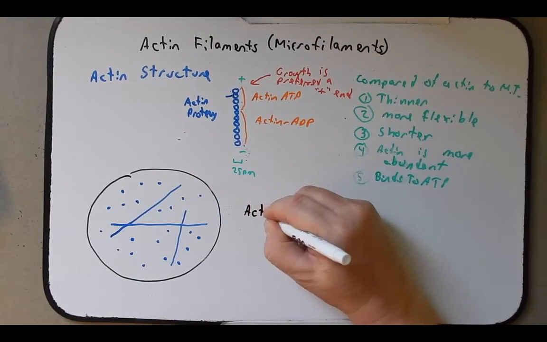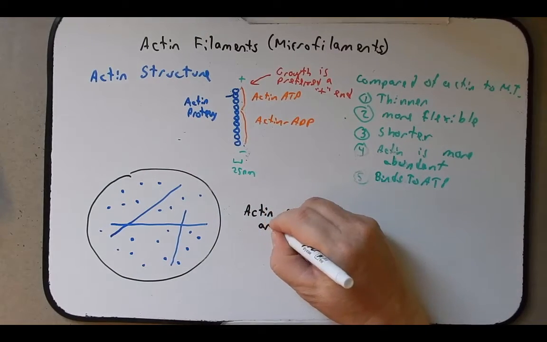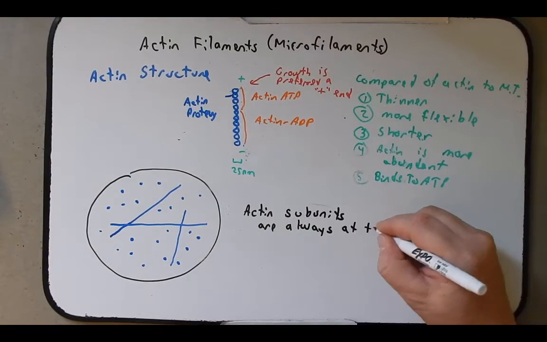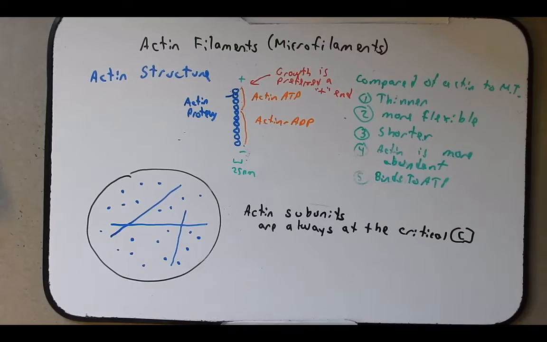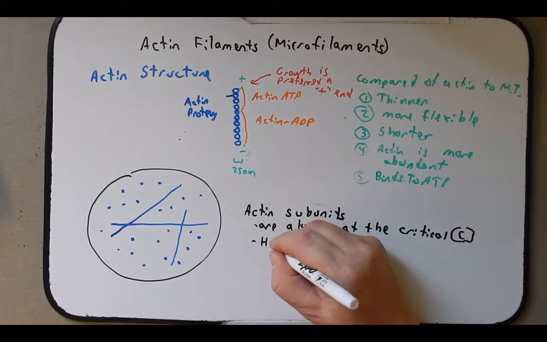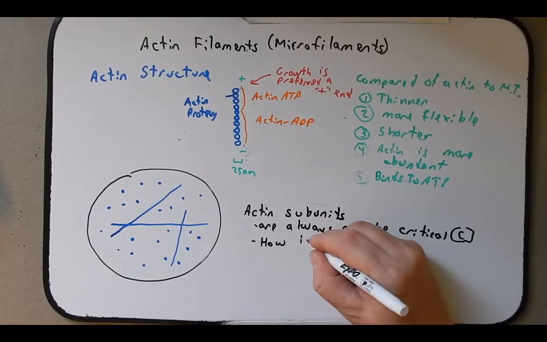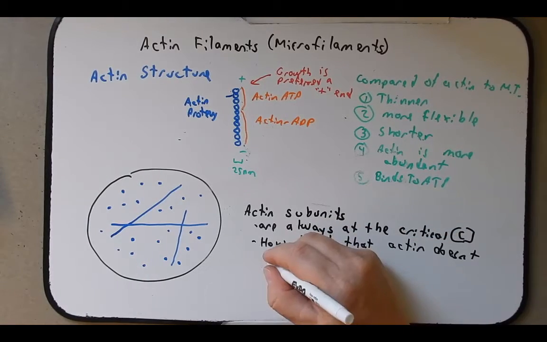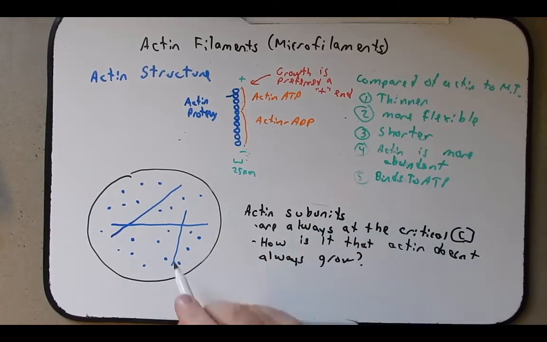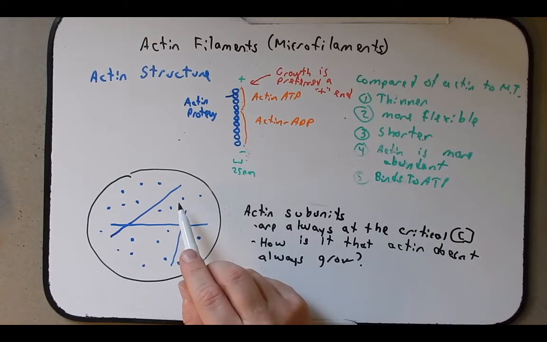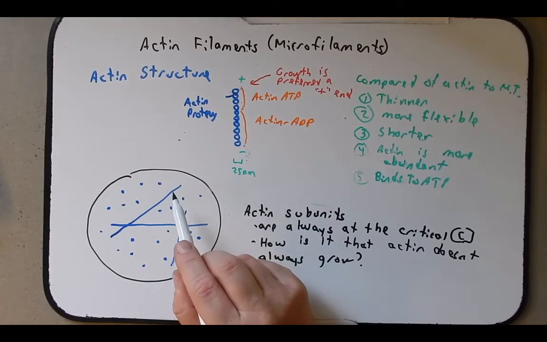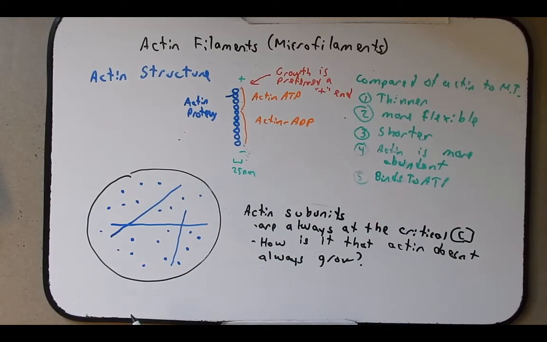In fact, actin subunits are always at the critical concentration to allow growth. If that's so, the question is, how is it that actin doesn't always grow? We always have an abundance of these polymers at a concentration that it should grow and extend to the positive end with ease. How do we prevent that from happening?